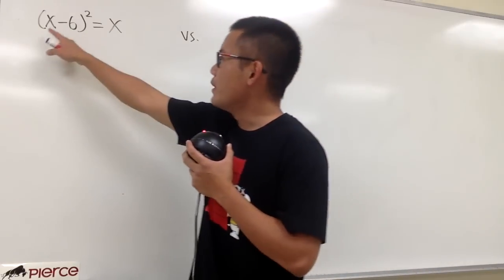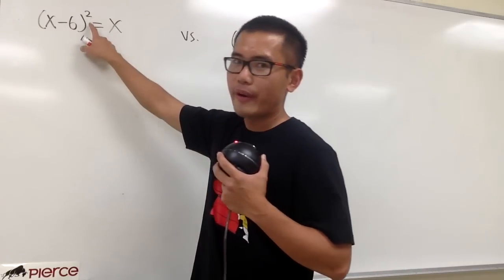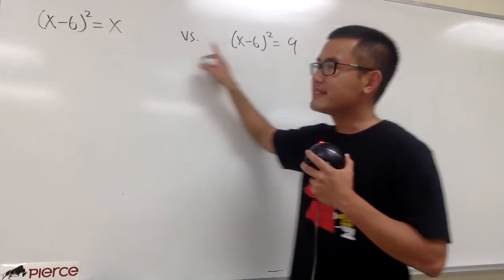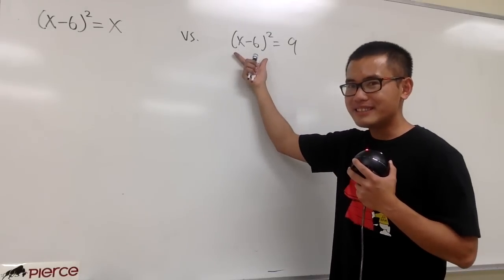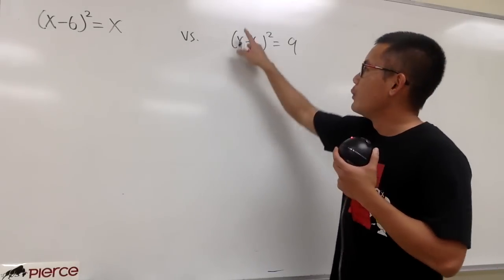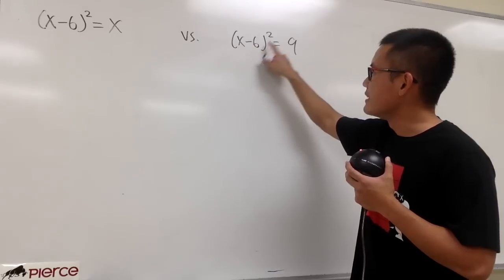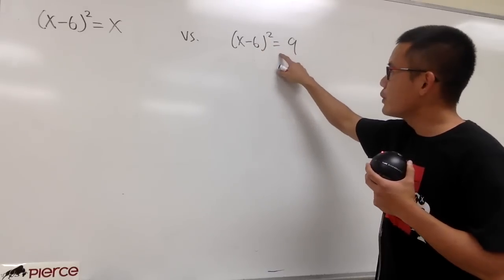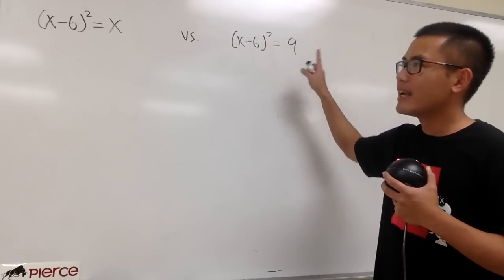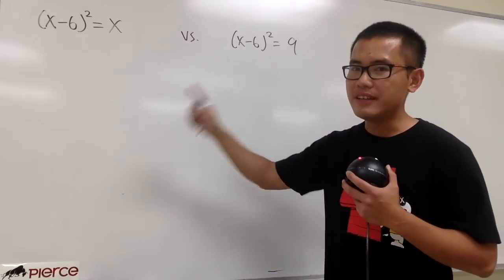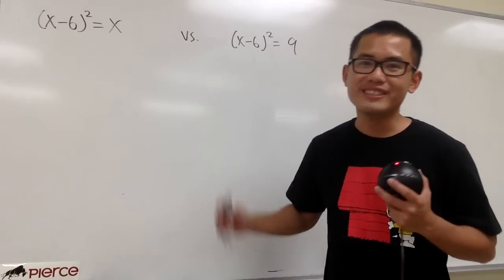First one is (x - 6) squared, and this is equal to x. And the second one, and yes, the left-hand side is the same as the first one. We have (x - 6) squared, but this is equal to 9. One of these is easier than the other, and you should do the easier one first.